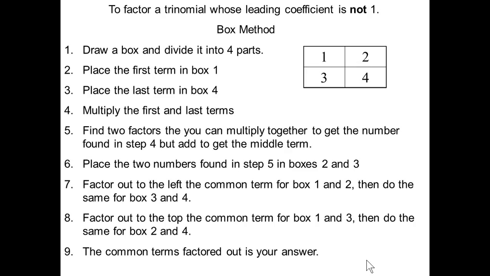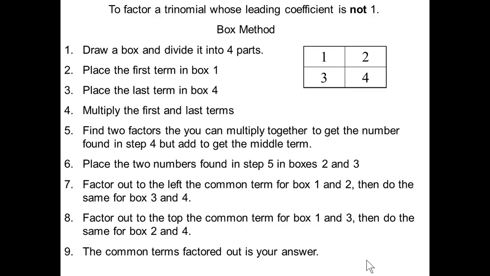Alright? The first one is the box method. The book actually teaches what we call the AC method. The AC method and the box method are the same. It's just the box method uses a graphic organizer. That's the only thing. Okay? It's the exact same thing as the AC method. So here are your steps. There's 9 of them. Isn't that exciting?